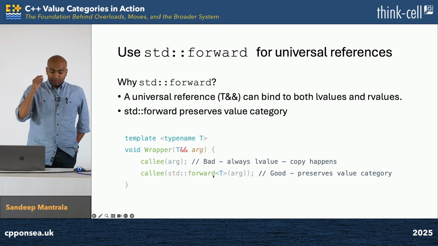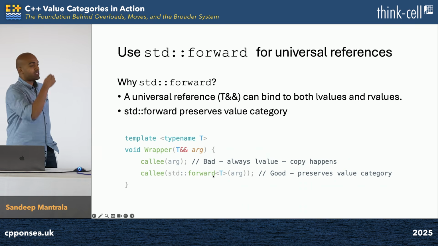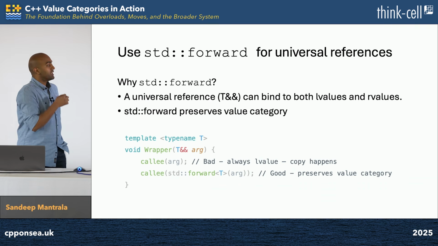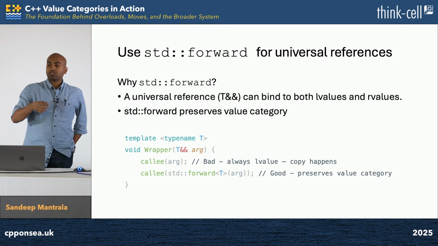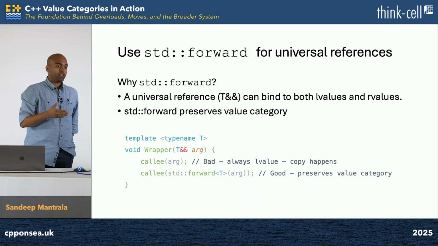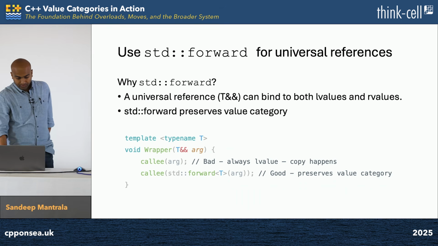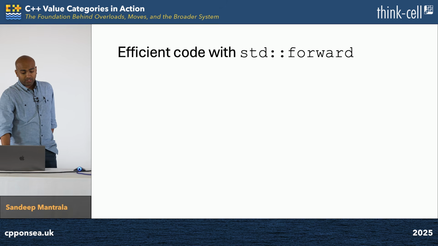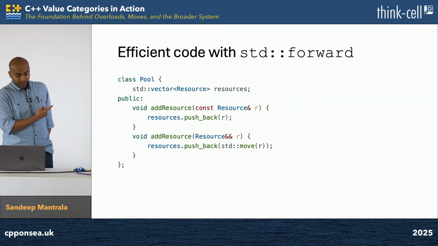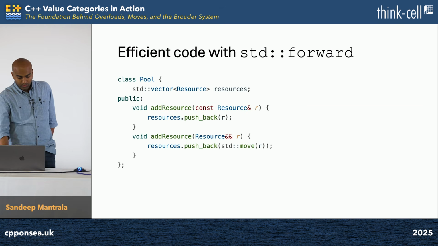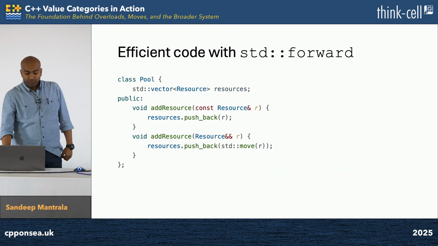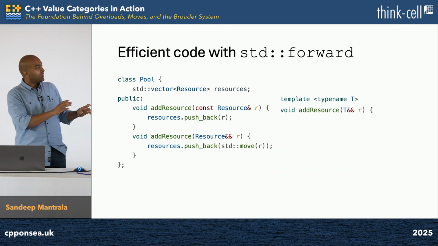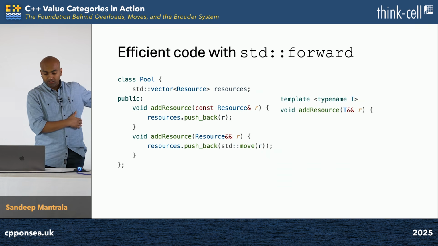So std::forward preserves the value category of the passed in argument, and strictly it should be used in the cases where T is a deduced type, so that you can forward the arguments along by preserving the value category of the passed in objects. So, okay, we looked at this example in the beginning. We had a pool class with two different functions, one for const lvalue reference and rvalue reference.